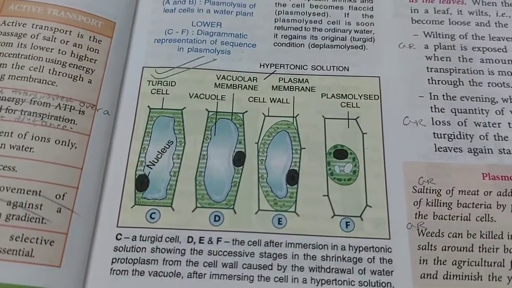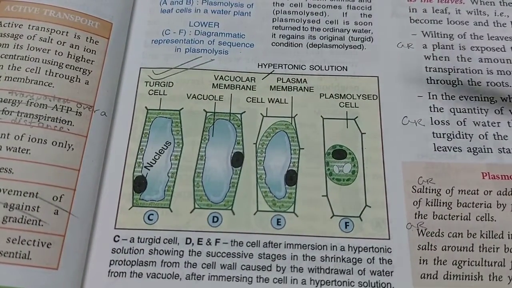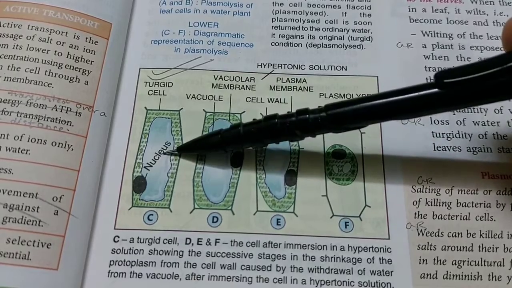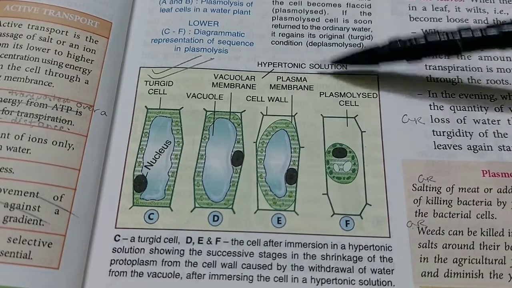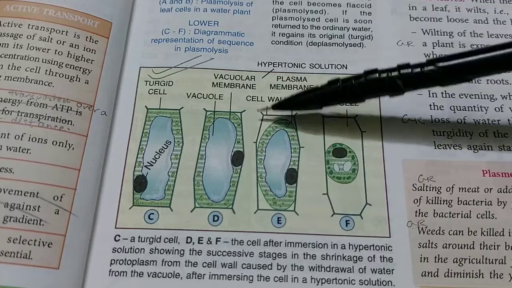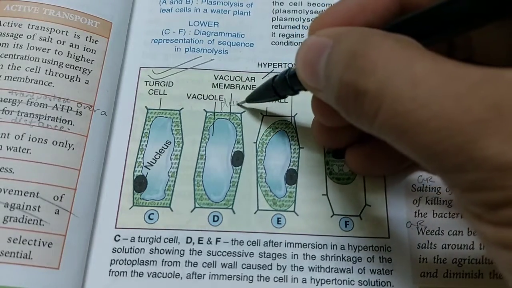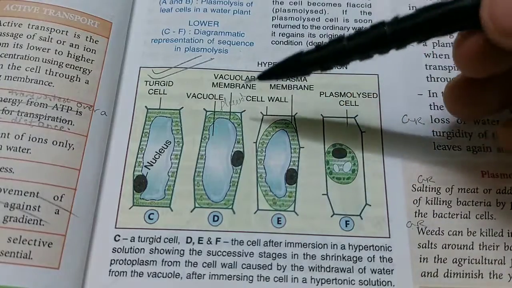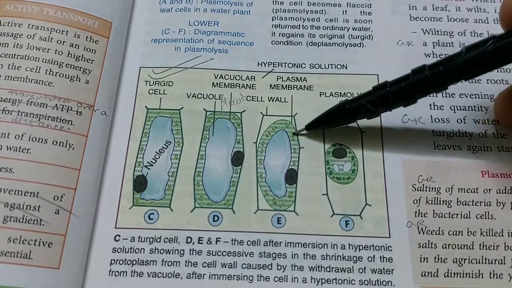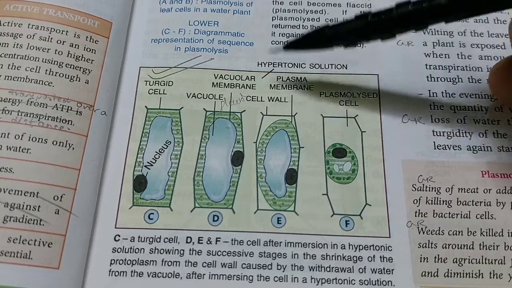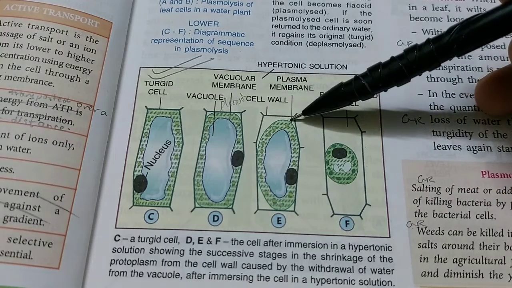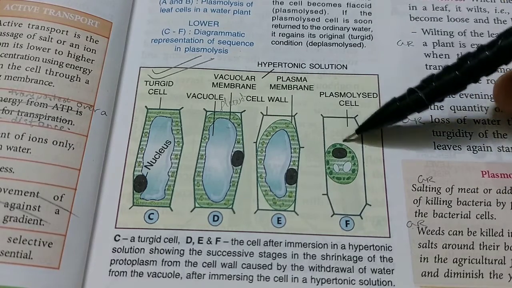Double take this diagram. It shows step by step what's happening. We have a turgid cell full of water. We keep it in a hypertonic solution, so exosmosis takes place. So first of all, it becomes flaccid. This is flaccid. So flaccidity is, you can say, it's the midpoint between turgidity and plasmolysis. Don't confuse flaccidity with plasmolysis. Plasmolysis can lead to death.